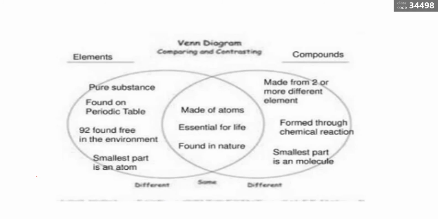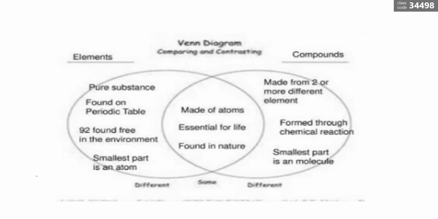Let's have elements. Elements are pure substances. It can be found in a periodic table. Take note, 92 of these can be found free in our environment. And the smallest part of this is called an atom.